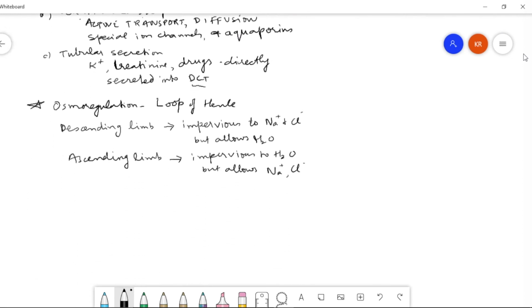So we will write this down. Recollect what we have said: descending limb impervious to Na and Cl but allows water. Ascending limb impervious to H2O but allows NaCl. So in other words, the ascending limb controls the descending limb, because in the ascending limb NaCl is allowed to go out. This NaCl, when it goes out, pulls the water out. So this is called the countercurrent loop, and countercurrent loop flows.